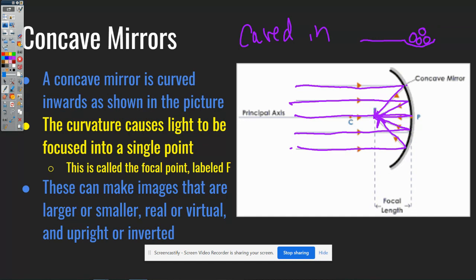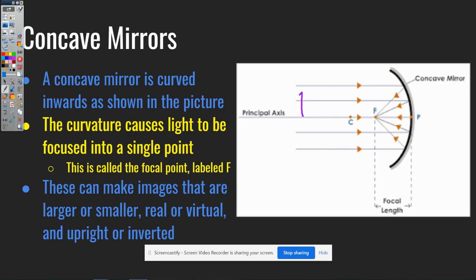These curved mirrors can make images that are larger or smaller, or real or virtual, upright or inverted, and it all depends on where we put our object. Is our object here? Did we decide to put our object here? It all depends. And I'll show you examples of that in a little bit.